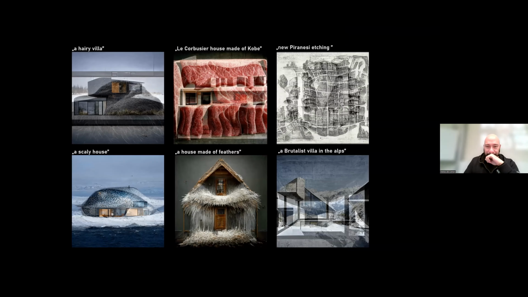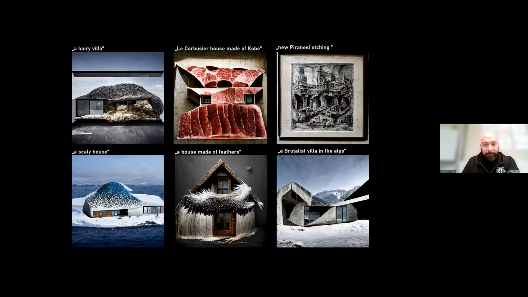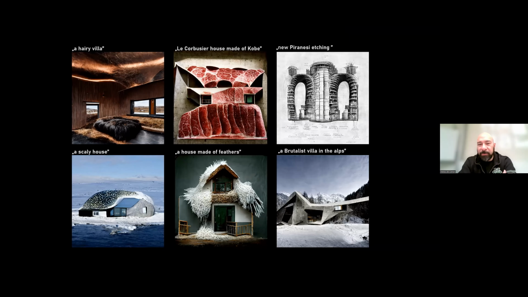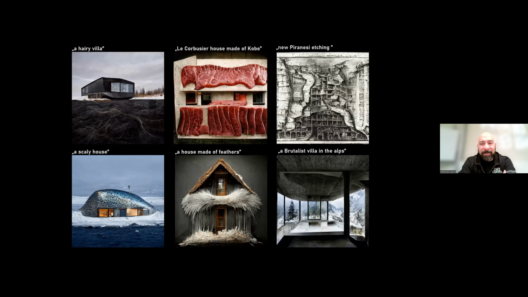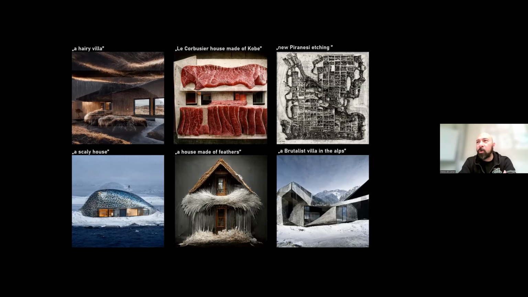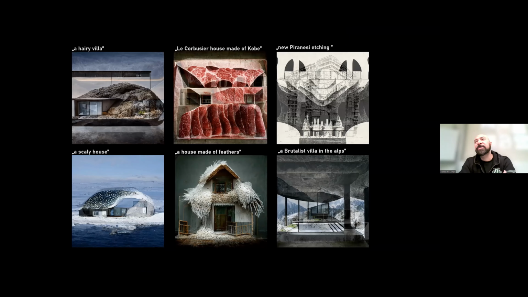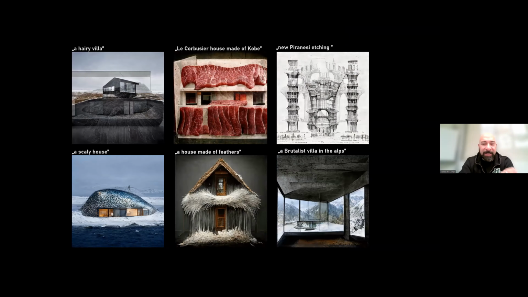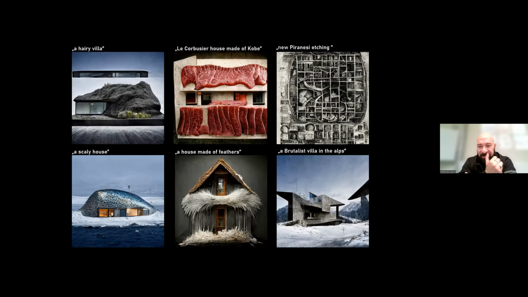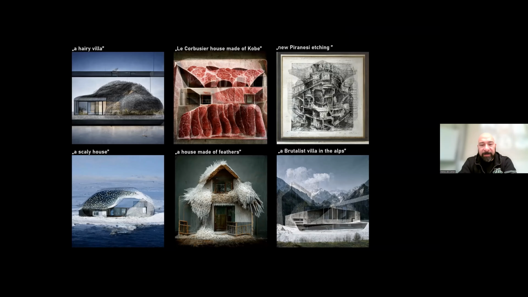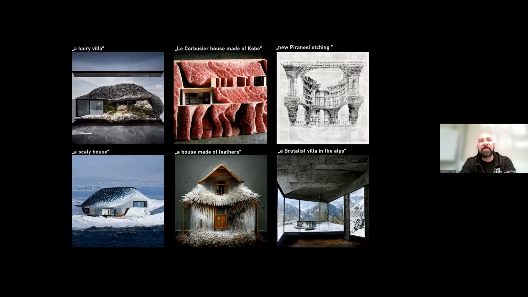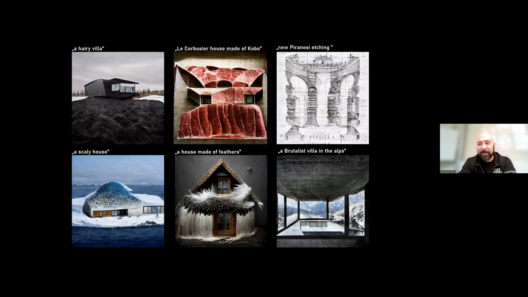So these were the things that I did very early on using Midjourney, which I thought is really fascinating. Creating these really bizarre, strange things like a hairy villa, a house made of Kobe beef, new Piranesi etchings, a scaly house, a house made of feathers, a brutalist villa in the Alps. I recently heard from a friend that the first time he saw that house of feathers is when he started to get a little bit more interested in AI, because he thought, okay, it's doing something that is really different.